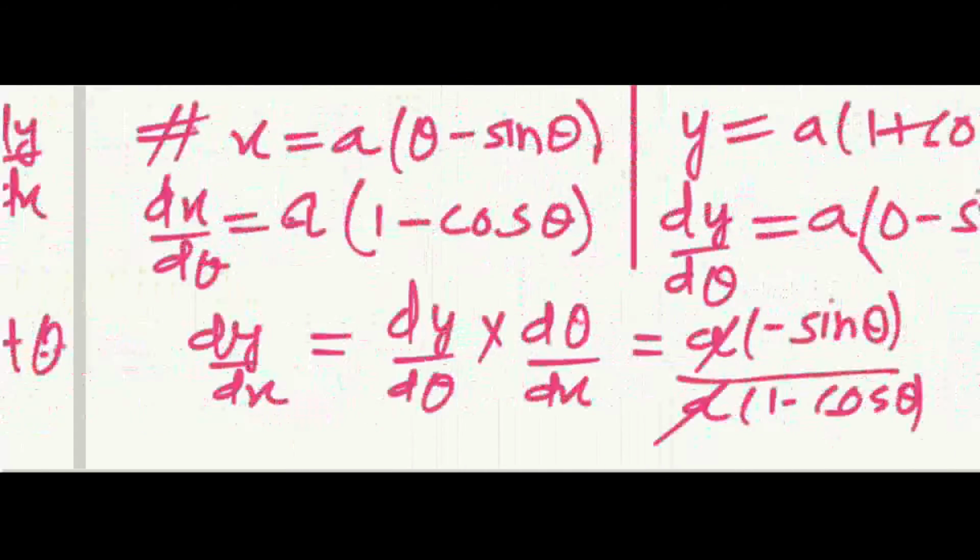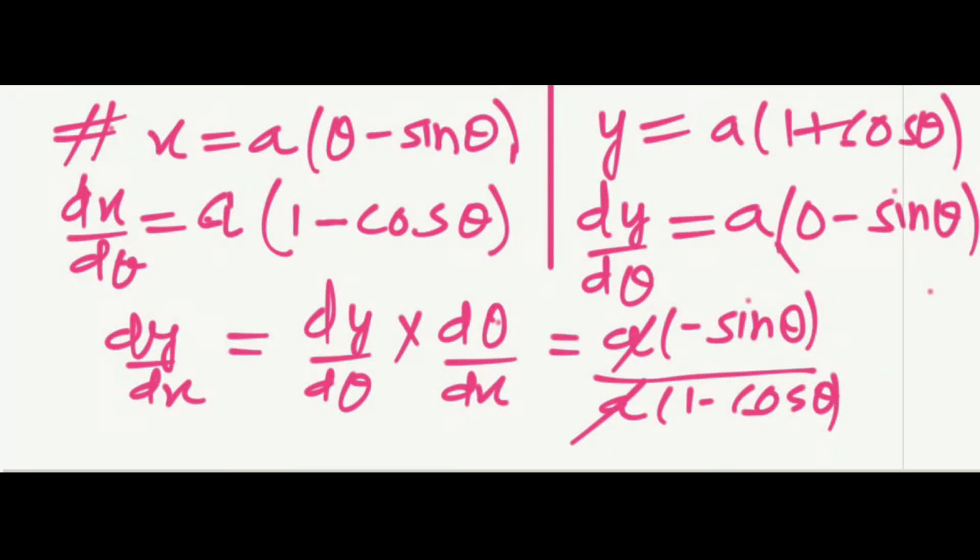Let us take another example. Say x equals a into theta minus sin theta and y equals a into 1 plus cos theta. Again, the equation has x and theta as variables on the left and y and theta as variables on the right. So we take their respective derivatives. So dx upon d theta becomes a as it is, because it is a constant, and the derivative of theta with respect to theta is 1, minus the derivative of sin theta, which is cos theta.